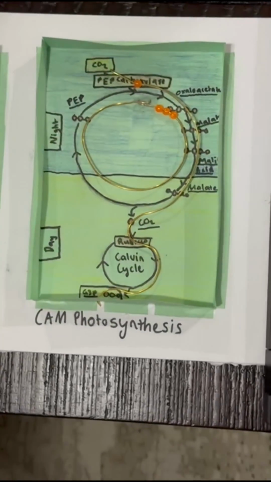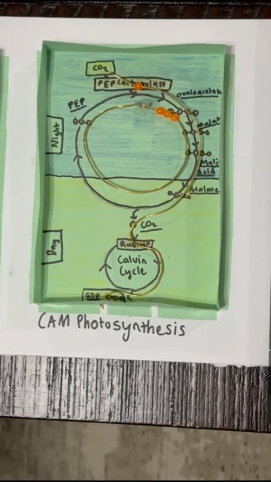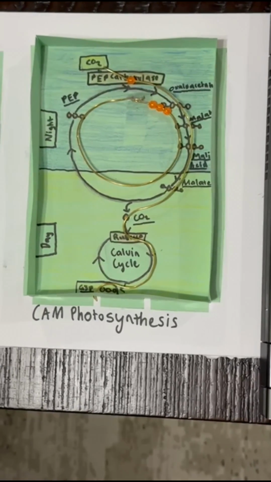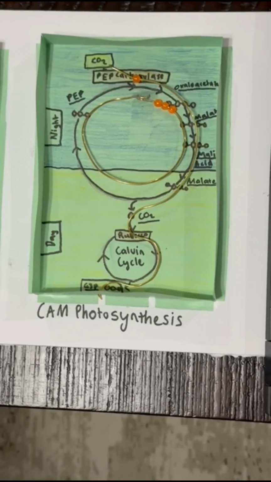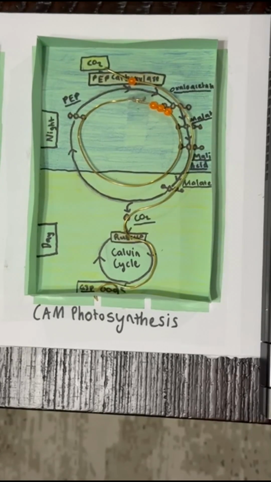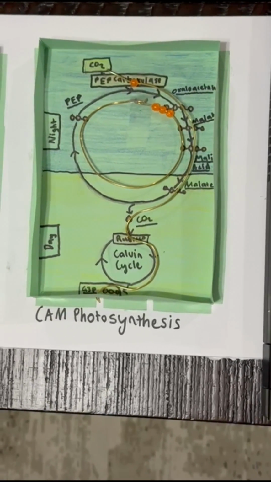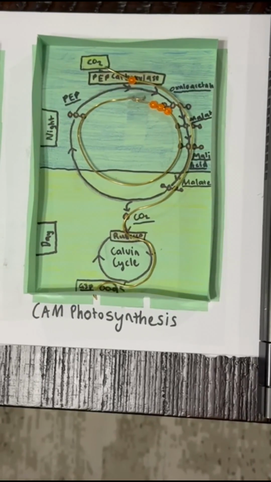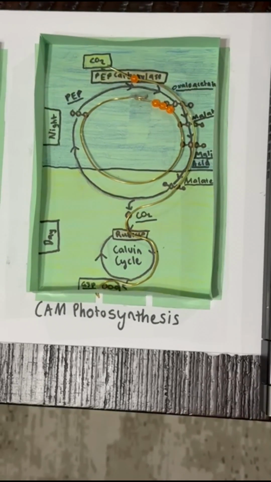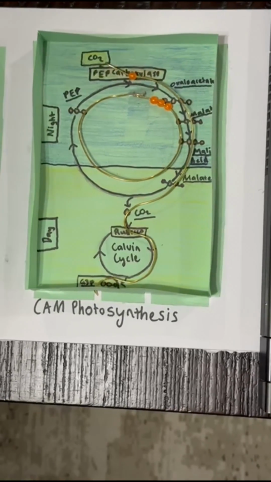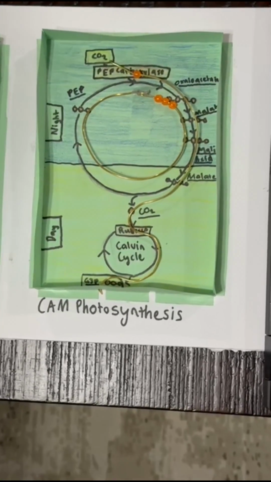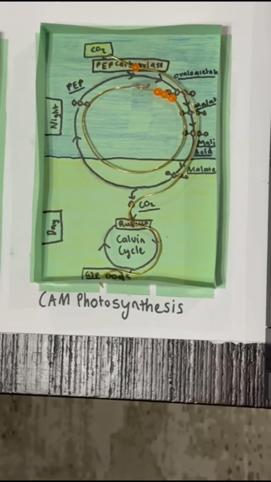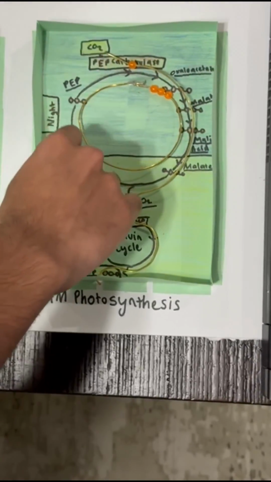Now we have CAM photosynthesis. CAM photosynthesis is a process which plants that live in very hot climates use. To intake CO2, the plants have to open their stomata and take in the CO2. But if they do this in hot climates, water will then evaporate out of the stomata through transpiration. To prevent this, CAM plants only open their stomata during the night and store CO2, which they can use for photosynthesis during the day. Therefore, this process is split between the day and the night.